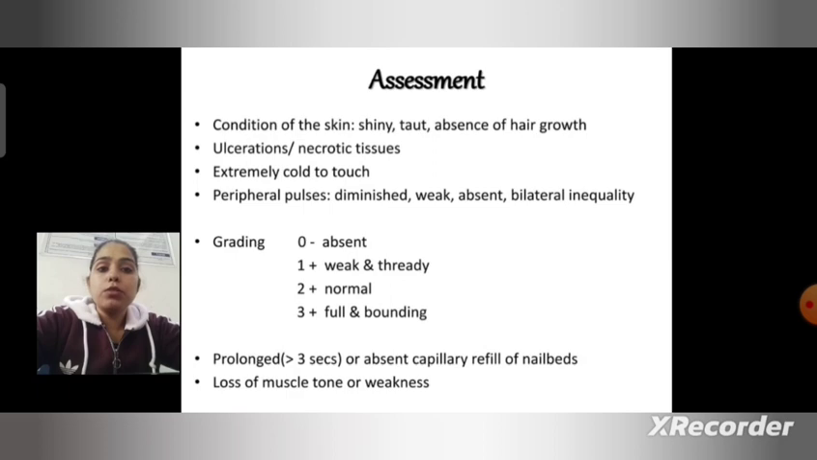Grading may be 0 in case of absent, 1+ in case of weak and thready, 2 in case of normal, 3 in case of full and bounding. Prolonged more than 3 seconds or absent capillary refill of nail beds. Loss of muscle tone or weakness.